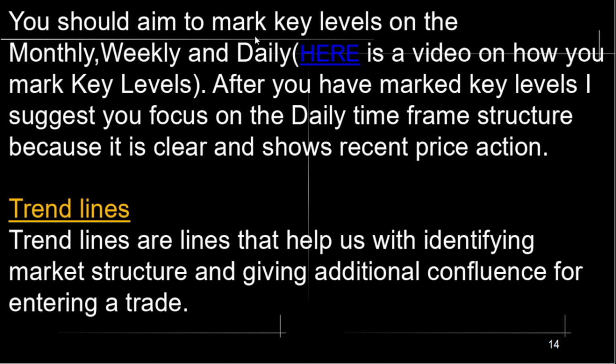You should aim to mark key levels on the monthly, weekly, and daily. Here, this is the link to the video, so make sure to get this slide. Here is a video on how you can mark key levels. After you have marked key levels, I suggest you focus on the daily time frame structure because it is clear and shows recent price action.